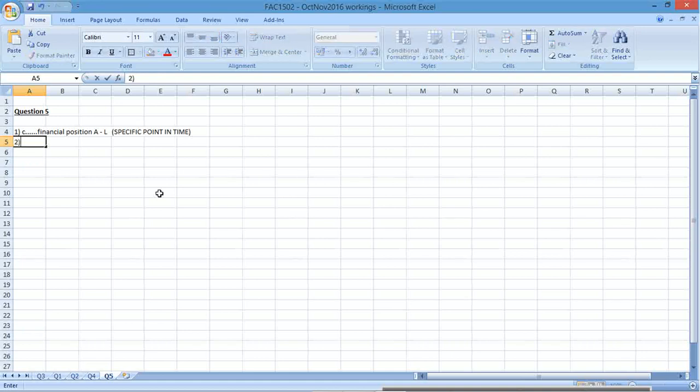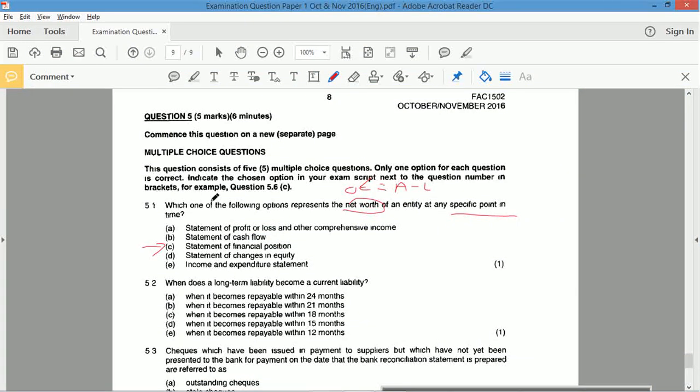Question 2. When does a long-term liability become a current liability? When it becomes repayable within 12 months. E.